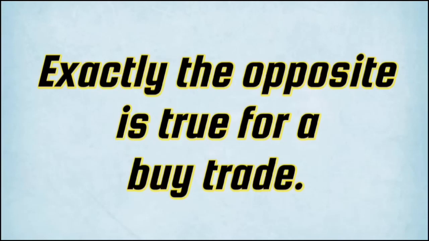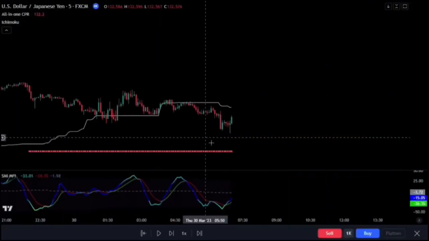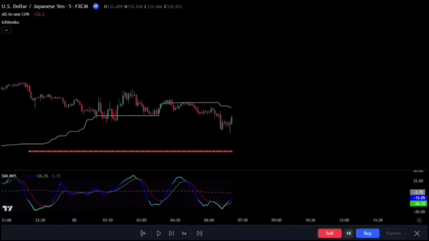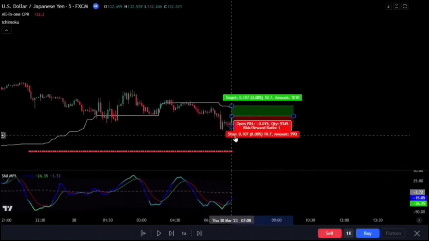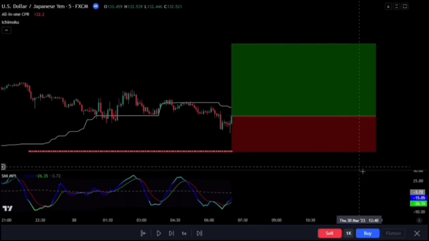Exactly the opposite is true for a buy trade. Please note that we properly manage open trades like this. When we have all conditions for a valid entry, as in this case, we would go for a long trade.